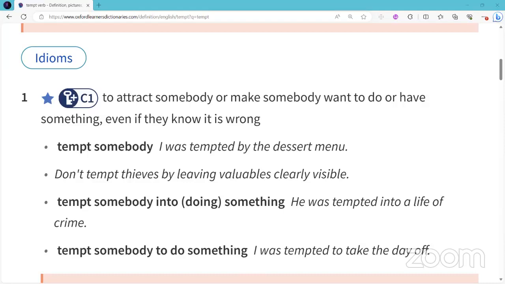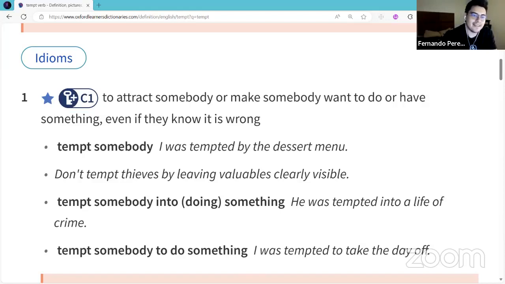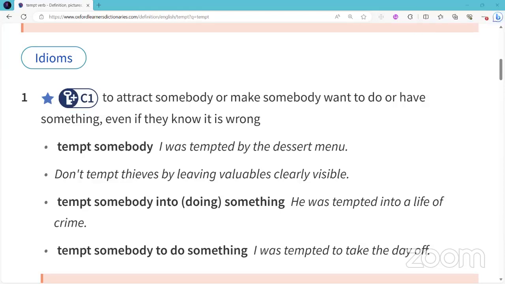When you know that it's not right to do something, for example, when you see money, but it's not your money. If another person doesn't have money, maybe they are tempted to get it.